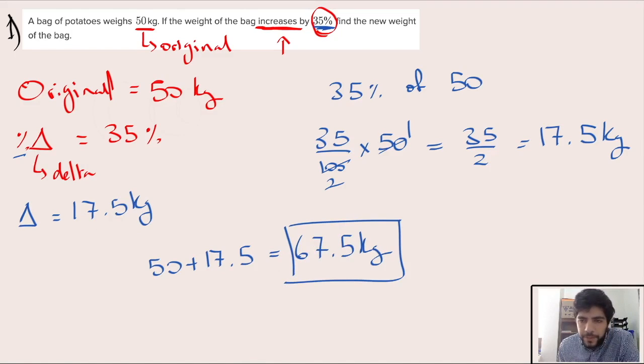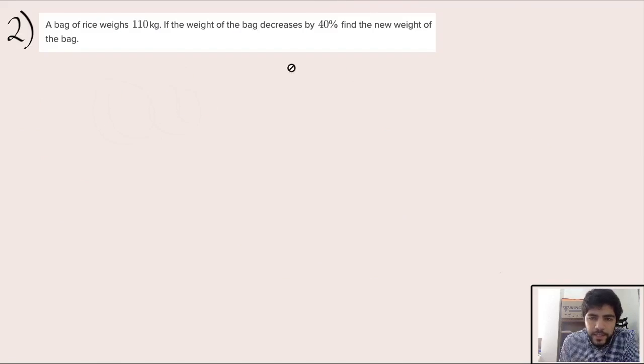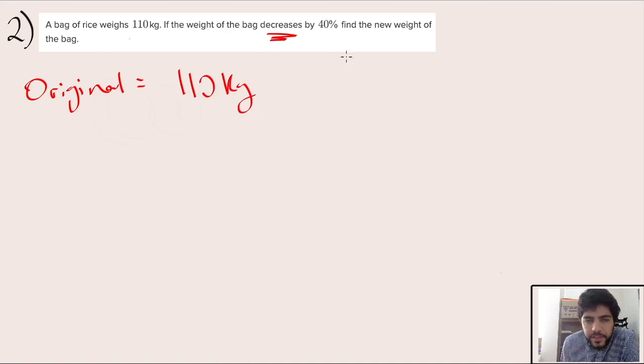Now let's look at a different word problem. In this case, it says a bag of rice weighs 110, so 110 is our original. I'm just going to label it. The weight of the bag decreases by 40%. So my percent delta is negative 40%. Now I have to find the new weight of the bag.